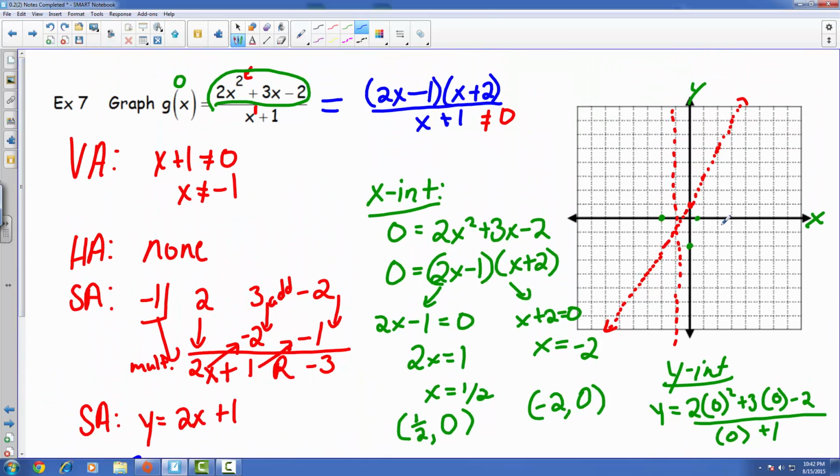So for 1, we have 1 and 1/2. For 2 we have 4. And you can see it wants to hug that asymptote pretty badly. At -3, we end up with -3.5. And there you can see it's also wanting to hug this asymptote down here. -4, -6.